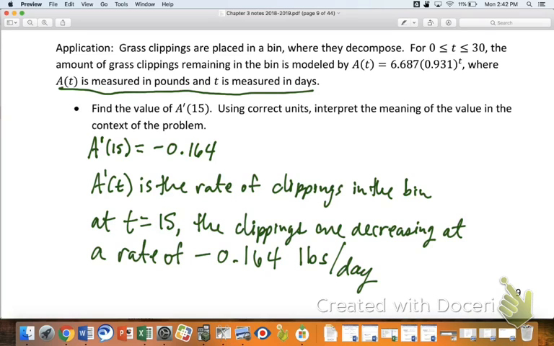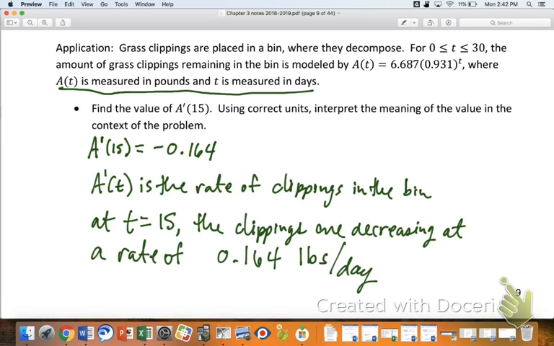As this is currently written, it would not earn full credit because of the double negative, right? If something is decreasing at a negative rate, think about that. If something is decreasing at a negative rate, isn't it actually increasing? It's really a double negative. And so I agree with you, Anna. Go back and fix that.